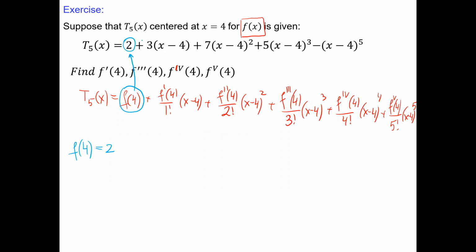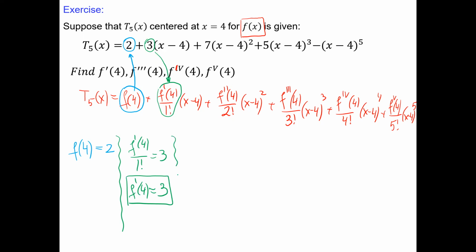Now, that coefficient is of course positive 3, because it's the coefficient of x minus 4 to the power of 1, and corresponds to this. So let's take this. Maybe write this: first derivative at 4 over 1 factorial equals 3. We can easily solve for the first derivative at 4. It is 3. Nice. Now let's just do what we are asked to do.